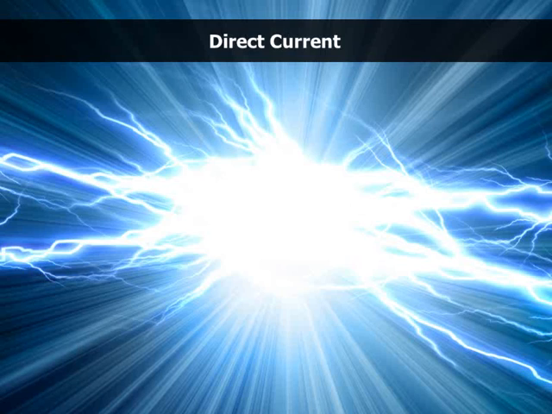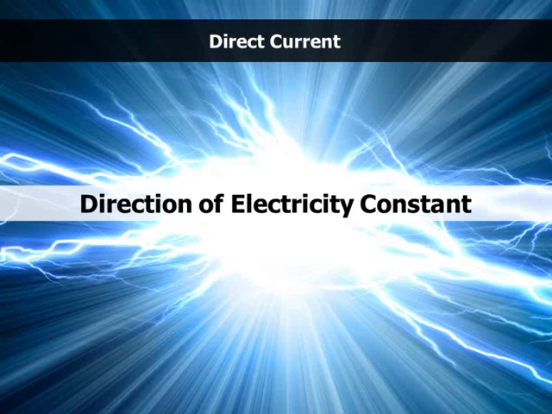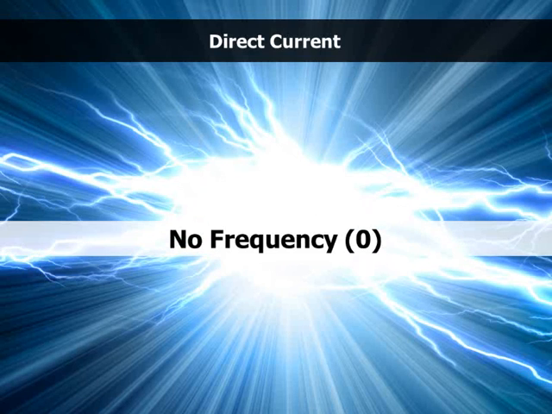Direct current, which was actually pioneered by Thomas Edison, the inventor of the light bulb, uses an entirely different set of principles for operation. It's used by various devices, not typically household devices, but things like cars and boats and electronic devices such as radios. These all use direct current. The direction of electricity with direct current is constant, hence the term direct rather than alternating. So the direction just remains constant. It doesn't change. Direct current has no frequency. It has a frequency of 0 essentially, so that's something else to keep in mind with direct current.